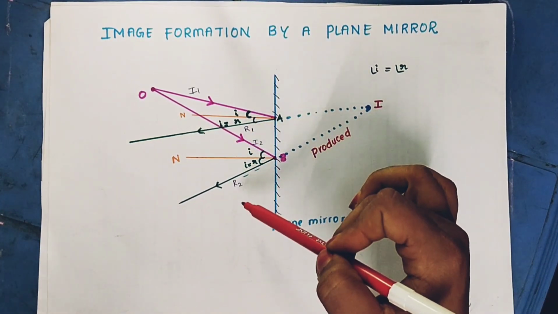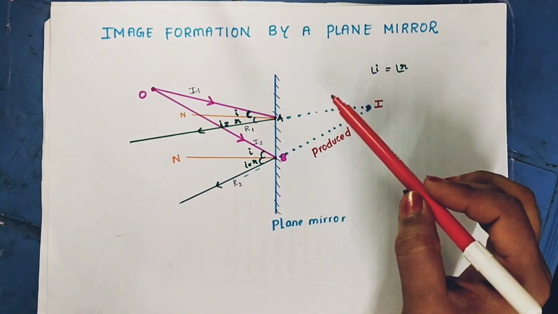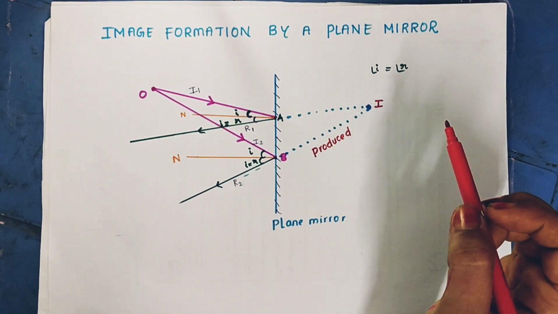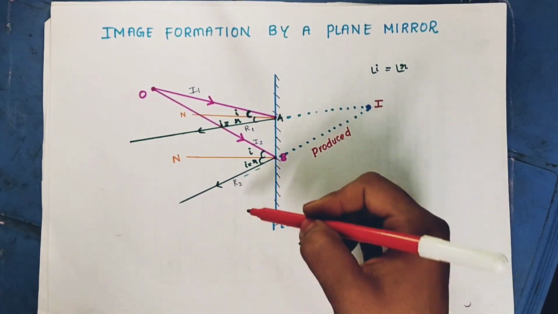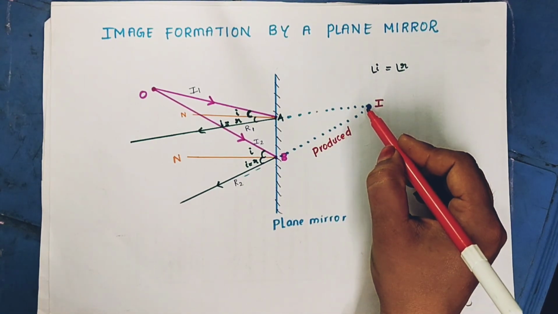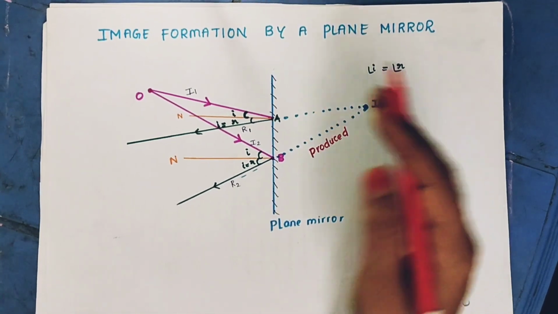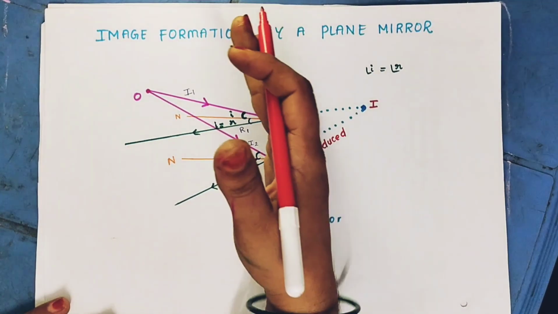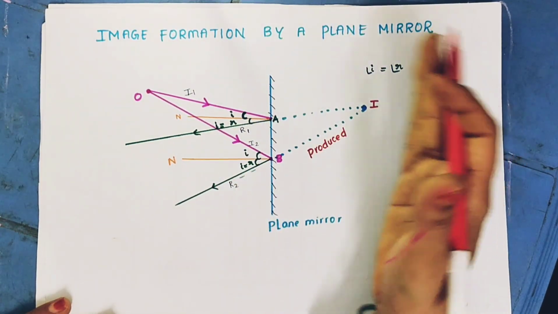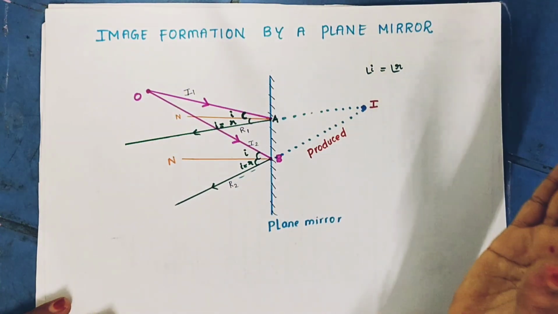Actually, these reflected rays are not touching each other, but for image formation they should touch. Instead of touching each other, they appear to diverge from one point. At that point of divergence, the image of this point object is formed. Remember one thing, that the image is beyond the mirror, not in the mirror. It is beyond the mirror. Understood?